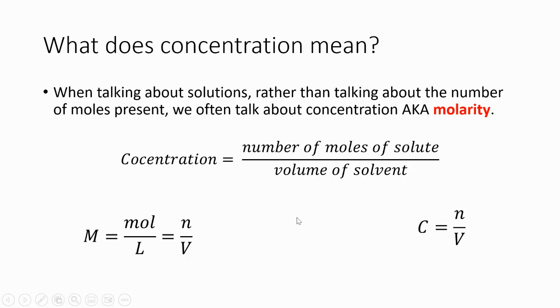You may also see this formula written this way. C for concentration equals number of moles per volume in litres. I think that this second one is better just because we already use capital M for molar mass, and when you are doing long calculations, it's easy to get them confused. But just note that you can see the formula written in two different ways.